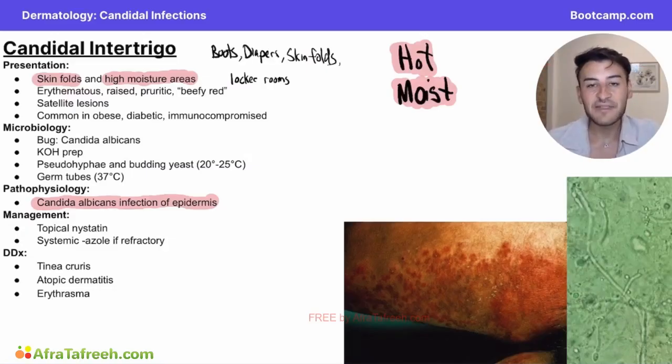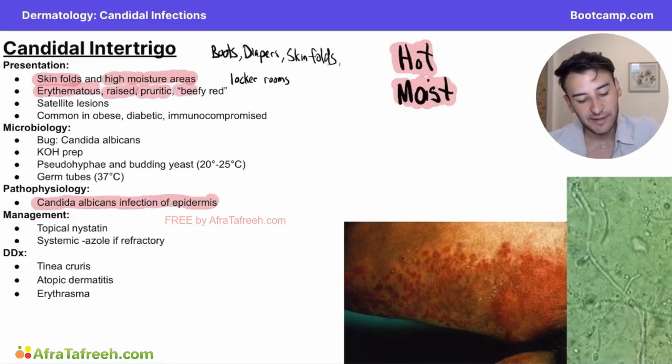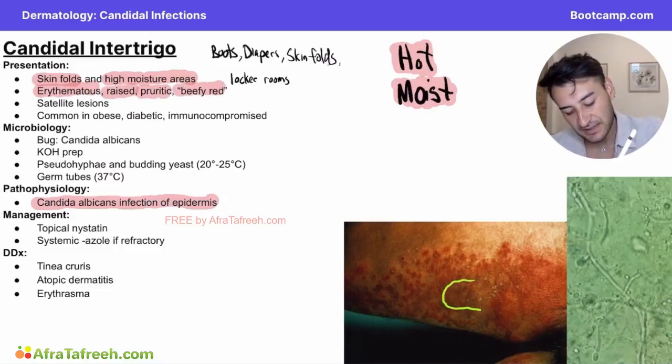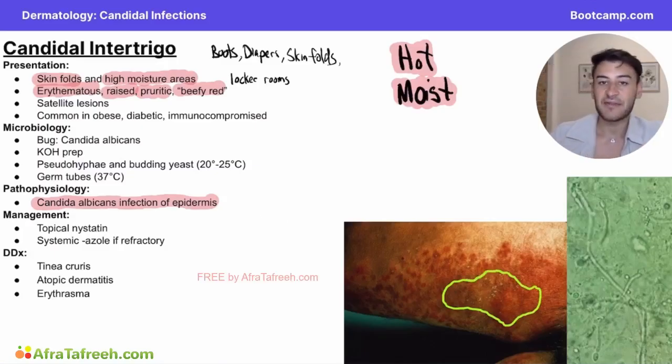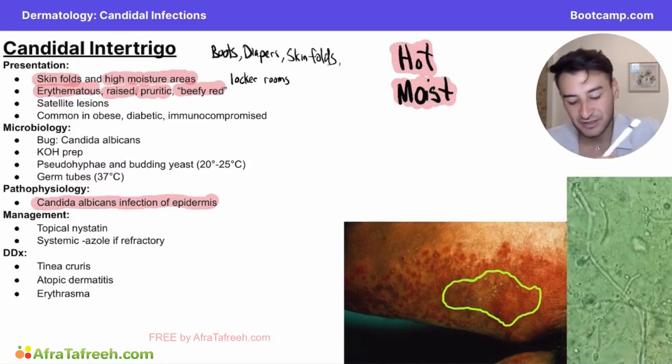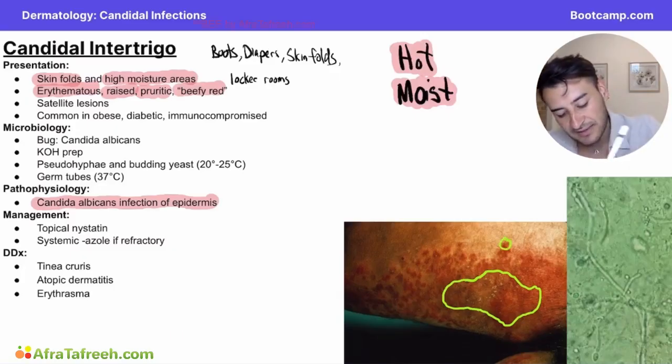In terms of the lesions themselves, they tend to be erythematous, raised, pruritic, and beefy red. So if we take a look down here at our main lesion, we'll see that this is the main beefy erythematous part of the lesion right here. And this is what a candidal intertrigo infection is going to look like. But I want to point out something that's really important in terms of high-yield differentiating from other infectious rashes. You will notice that there are satellite lesions, and it's these little circular pod-like guys who are existing off the main part of the rash.